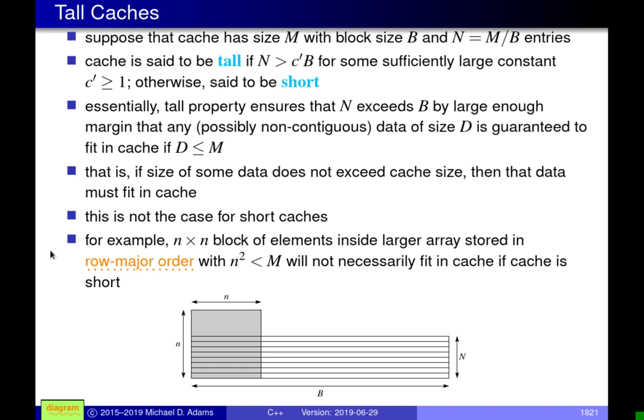So if the size of the data that you want to stuff into the cache is smaller than the cache size, and the cache is tall, you can put it into the cache. But this is not necessarily guaranteed. If the cache is not tall, then it's quite possible that you might have data which is smaller than the size of the cache, but still not be able to fit into the cache. And I have a diagram here to help explain why this is so.